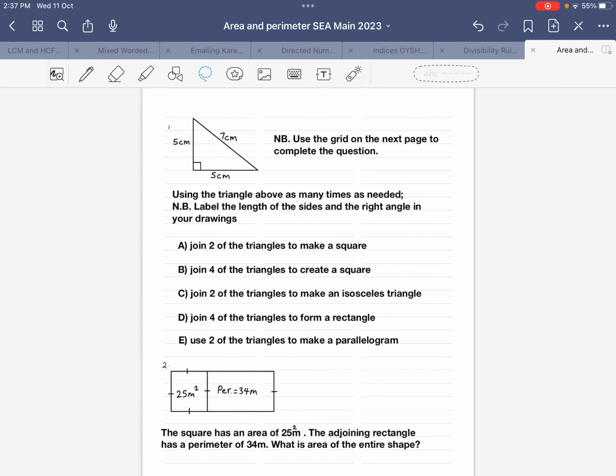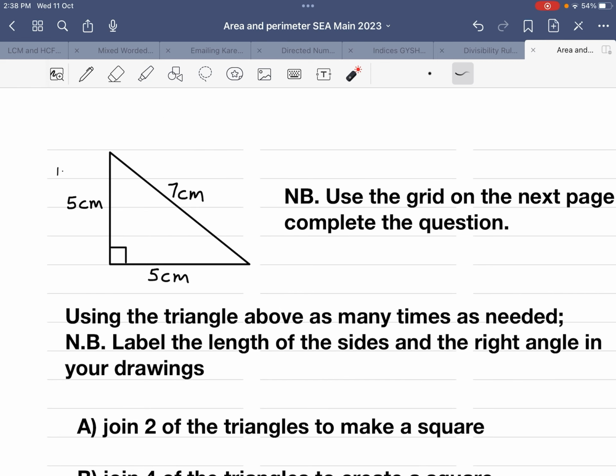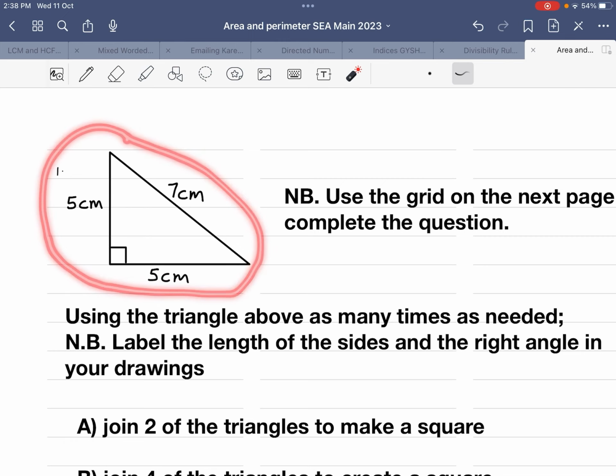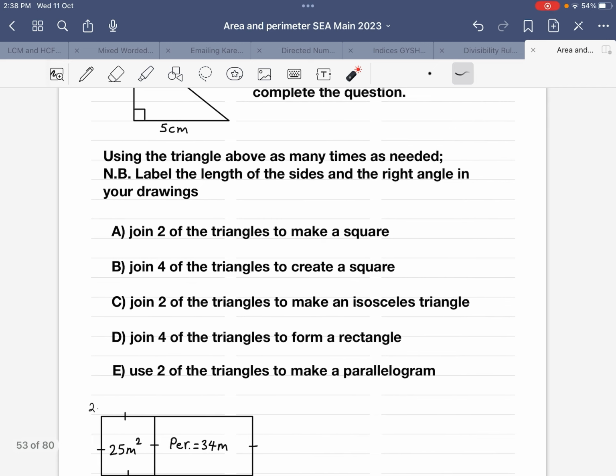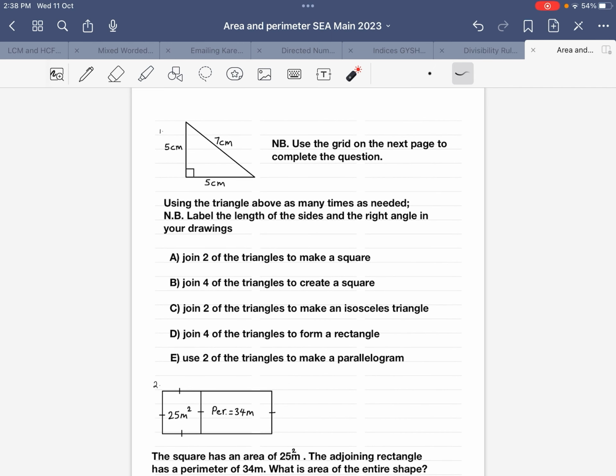Here we have some perimeter questions using polygons and using a grid. Note briefly, use the grid on the next page to complete the question. So here we are given a triangle. This is an isosceles right angle triangle. And the question says, use the triangle above as many times as needed. Label the length of the sides and the right angle in your drawings.